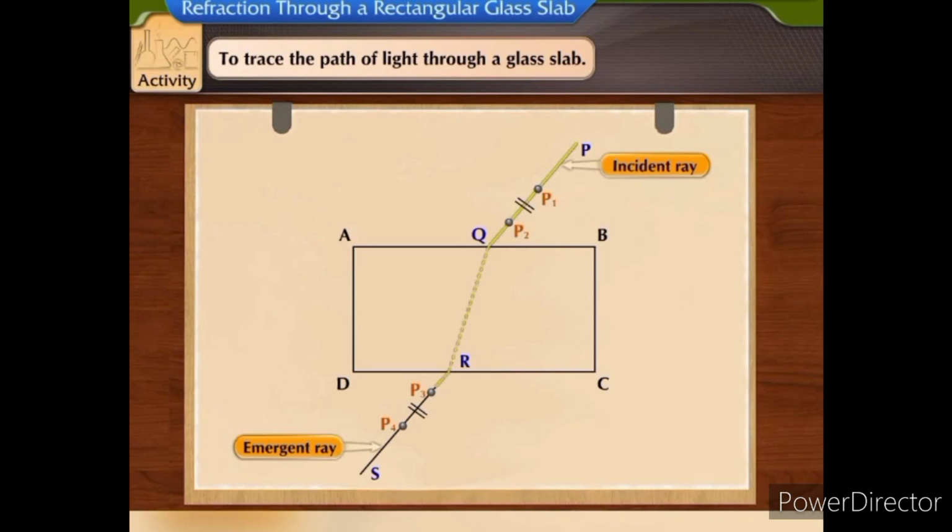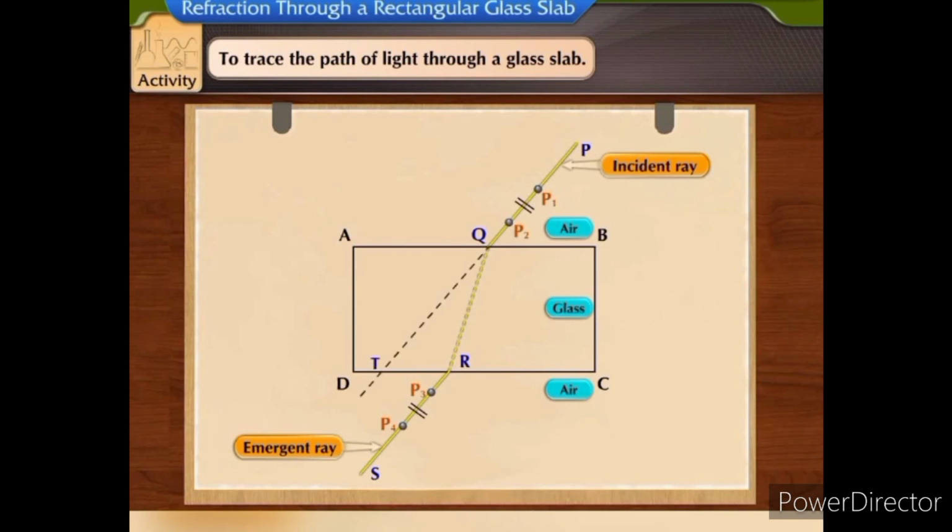That is, they are refracted 2 times. First at point Q and then at point R. The ray of light enters the glass from air at point Q. It gets refracted and travels along QR. Again at point R, when the ray of light passes from the glass to air, there is a change in the direction of propagation due to refraction. The ray of light shifts slightly to the left side.